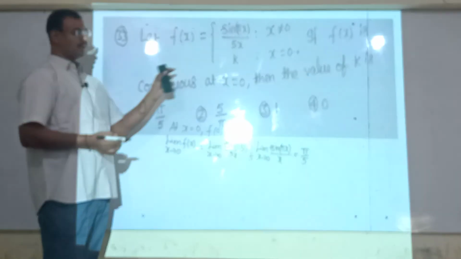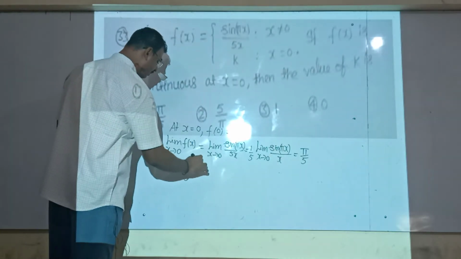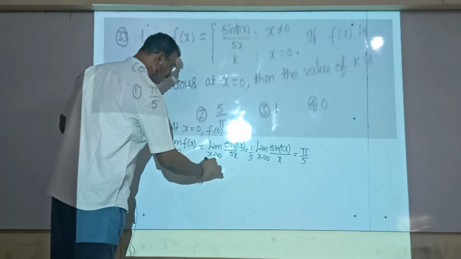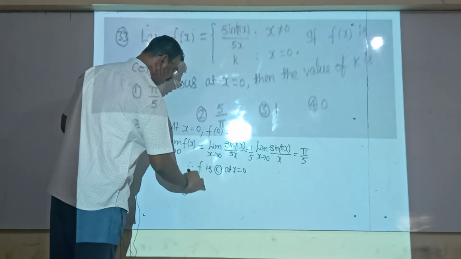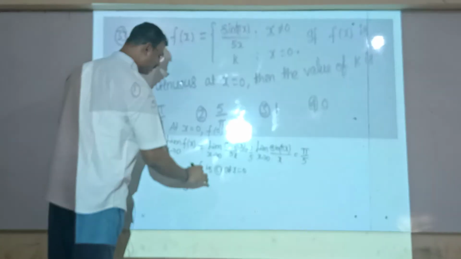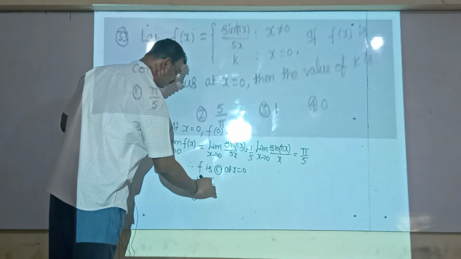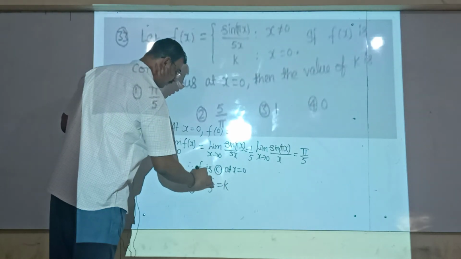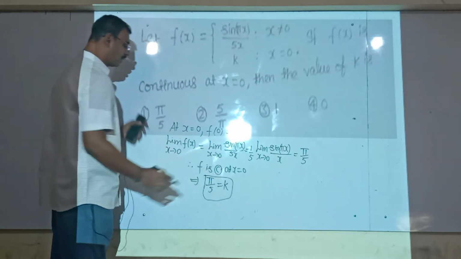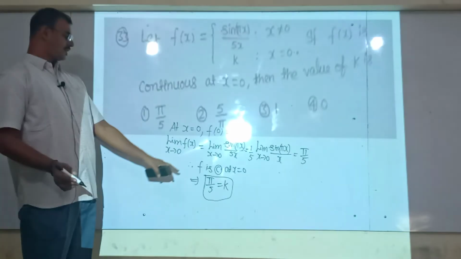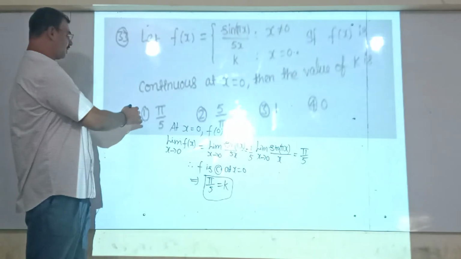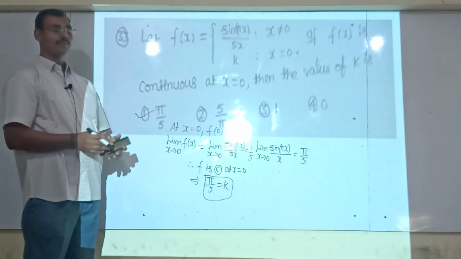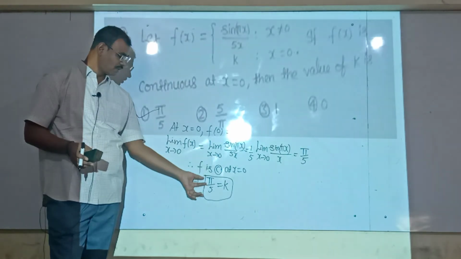Since f is continuous, therefore f is continuous at x is equal to 0. That means the limit of the function, that is pi by 5, is equal to f of 0. F of 0 is k, and the limit of the function is pi by 5. So what is the answer? First one is correct. Very easy to solve the problem.